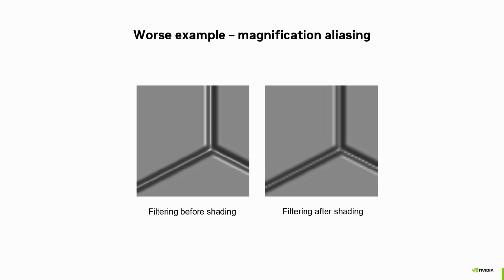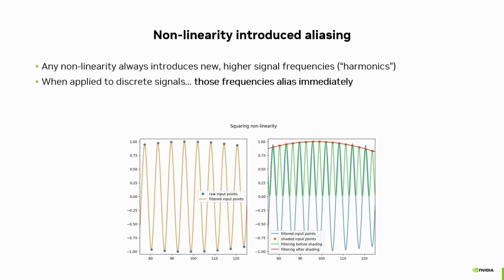aliasing. And unfortunately, I would love to talk about this, but I don't have time, so I'll give you just a bird's eye view explanation. It's that any nonlinear function always introduces new higher signal frequencies known as harmonics. When you apply those to the discrete signals, and those harmonics exceed your Nyquist limit, they alias immediately. So any nonlinearity will always or almost always introduce aliasing.